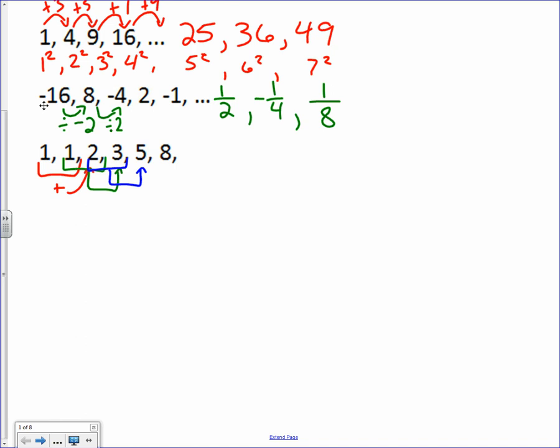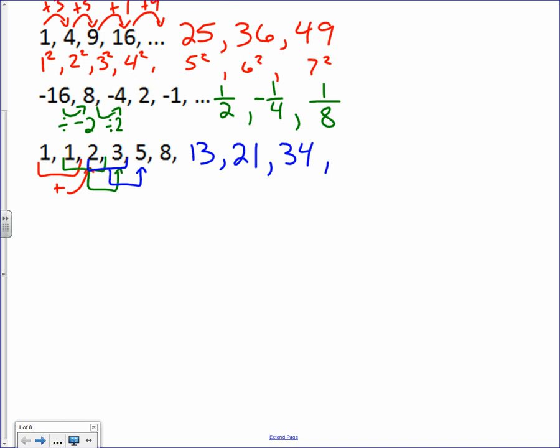So 5 is the sum of the previous 2 numbers, 2 and 3. 8 is the previous 2, 3, and 5. And so our next number that we have is the sum of 5 and 8, which gives us 13. Then we do 8 plus 13, which is 21, and 21 and 13, which is 34.